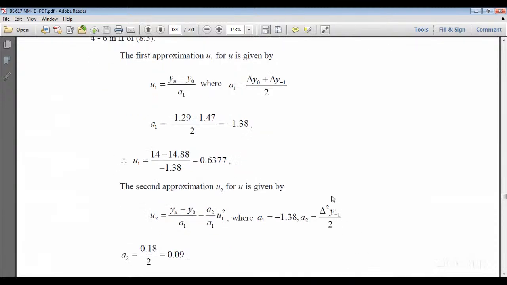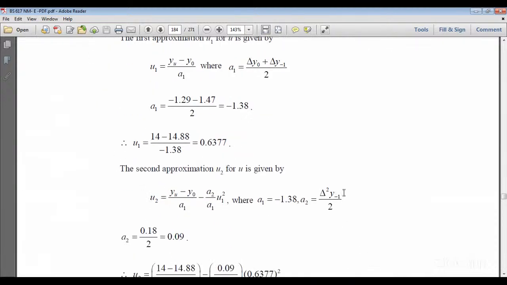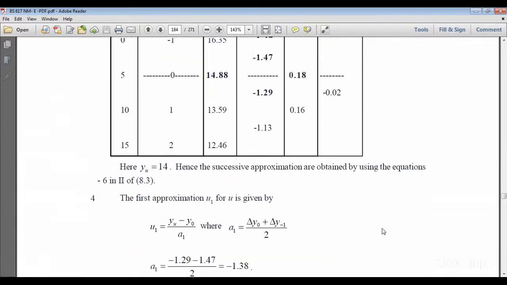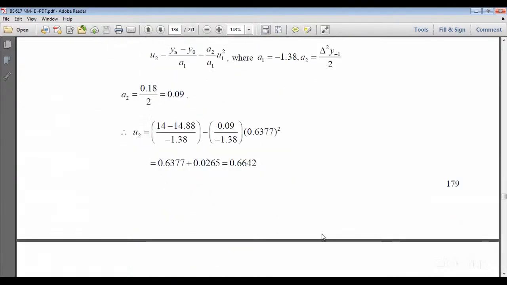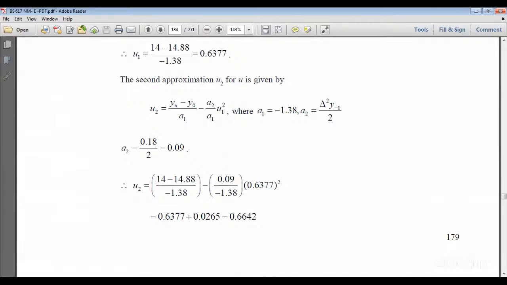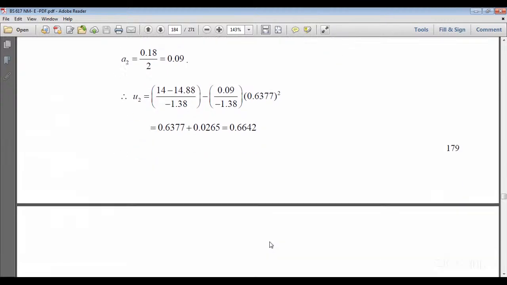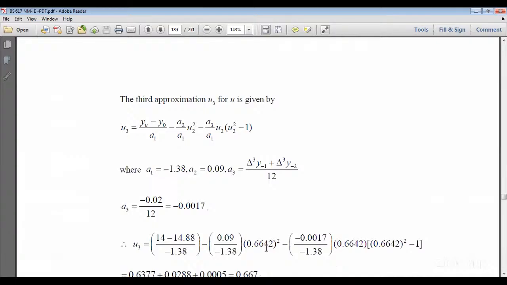The second approximation u2 is given by (yu minus y naught) by a1 minus a2 by a1 u1 square. Here a1 value is minus 1.38. I'm substituting a2 is equal to delta square y minus 1 by 2, so a2 is equal to 0.18 by 2, which is 0.09. The absolute value we are taking here. So u2 is (14 minus 14.88) by minus 1.38 minus 0.09 by minus 1.38 times 0.6377 whole square, which gives 0.6642.